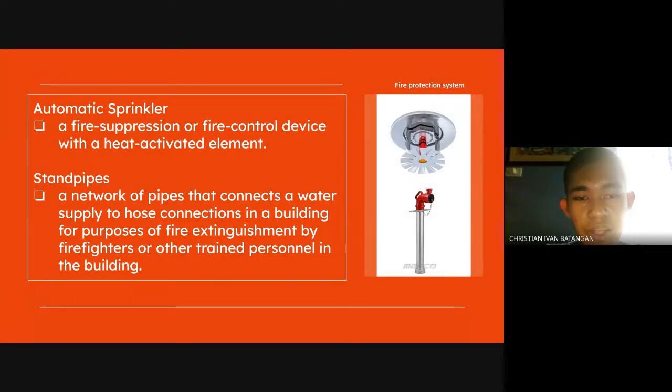An automatic sprinkler is a fire suppression or fire control device with a heat-activated element. The fire sprinkler operates automatically when the air temperature rises to or above the device's specified temperature rating. When that happens, the sprinkler discharges water over a specified area.